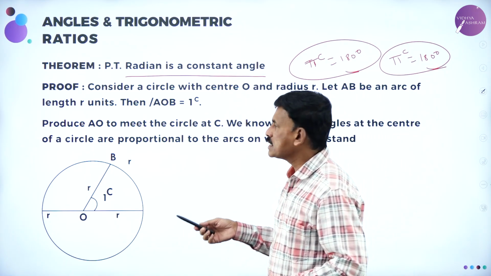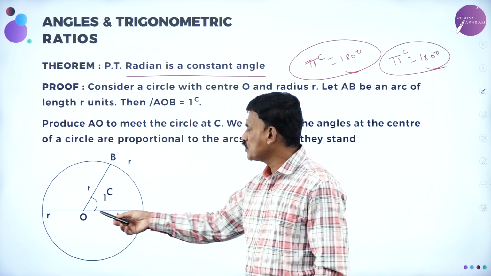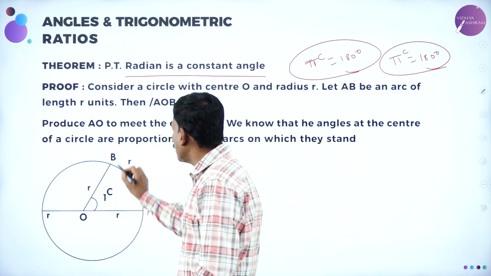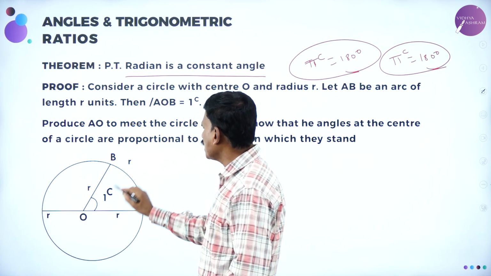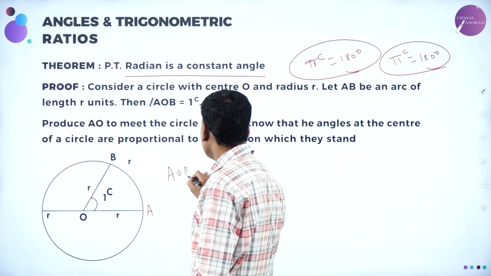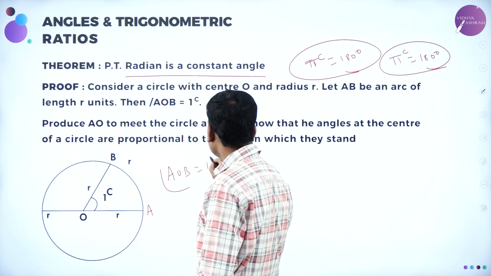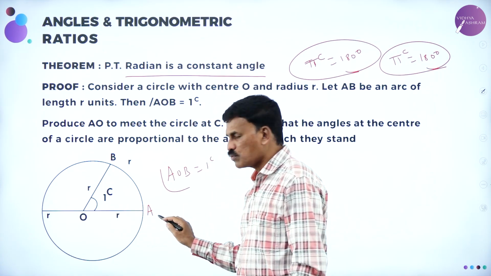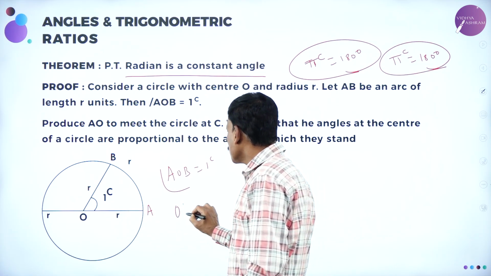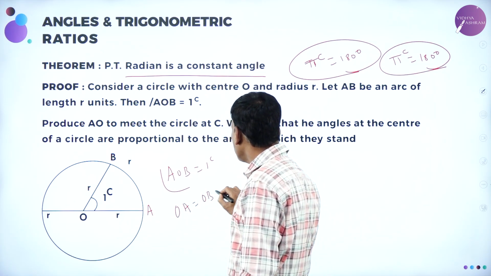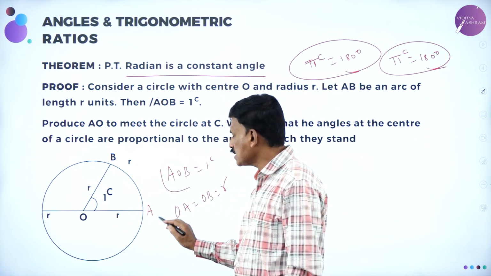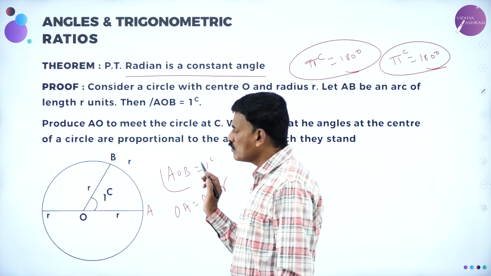Now, let us consider a circle. Let us consider a circle with O as center and R as the radius. Mark the points A and B on the circle such that angle AOB is equal to 1 radian or 1 circular measure. So, consider a circle with O as center and R as the radius, that is, OA is equal to OB is equal to R.